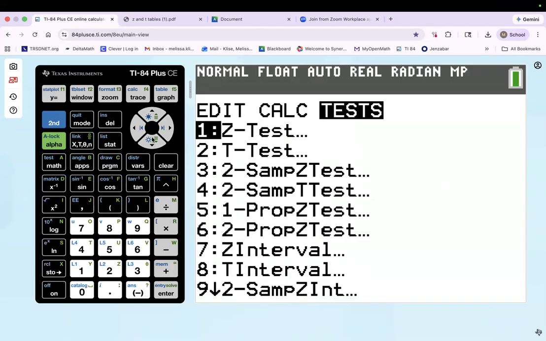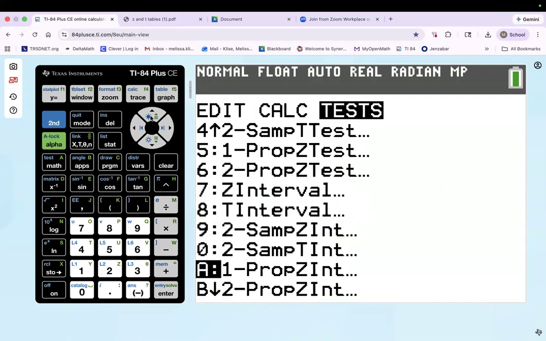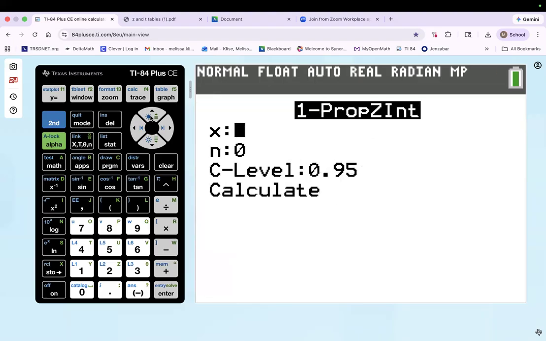We're going to scroll down quite a bit. On mine, it is an A. It could be different on yours. 1 prop Z is an A on mine. So I'm going to hit enter. And in a minute, I think if you don't have this screen, it's going to show what it looks like. I don't know if it shows what it looks like or not.